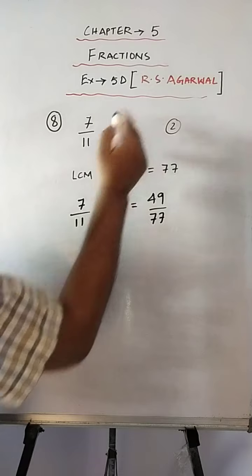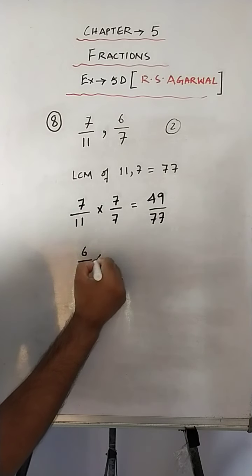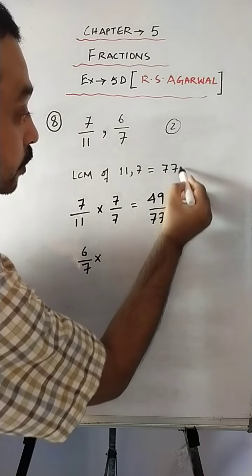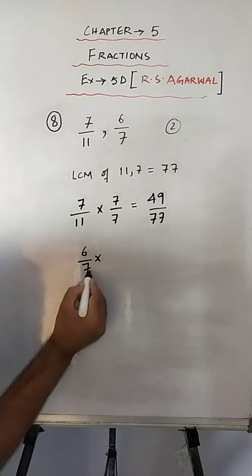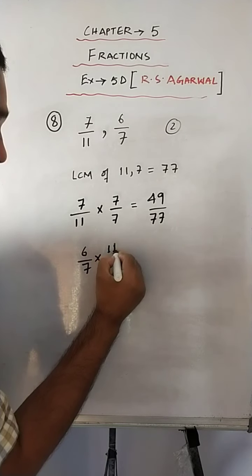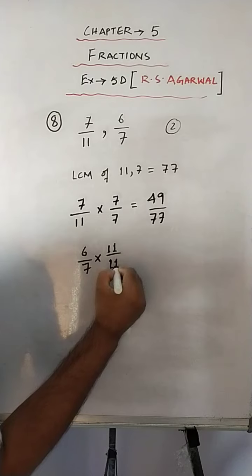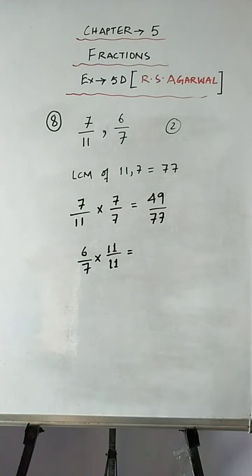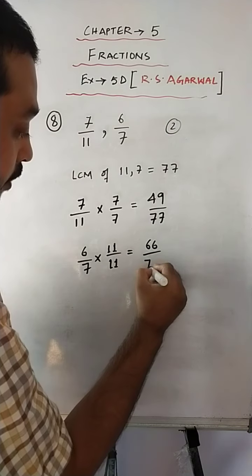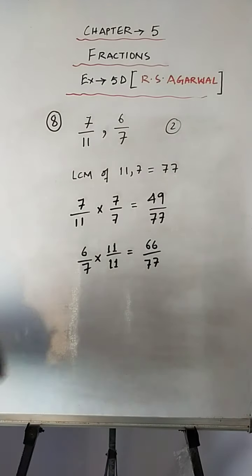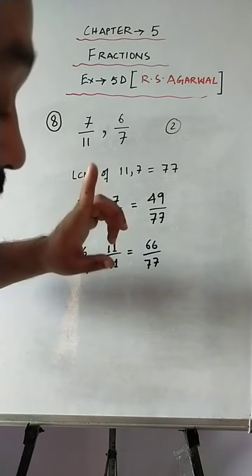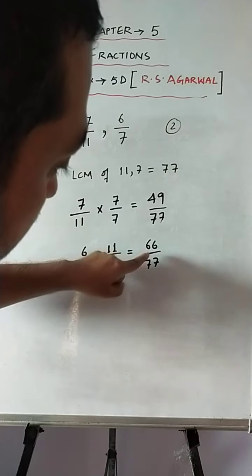Same thing you have to do with the second fraction also. You have to write the second fraction, then you have to give multiplication sign, and then what do you have to do? You have to divide this LCM with the denominator. This time we'll get answer as 11. So 11 you have to multiply with the numerator as well as with the denominator also. So 6 into 11 is what? 66. 7 into 11 is what? 77. Now you see that these two fractions will be called as like fractions because the denominators are similar, isn't it?